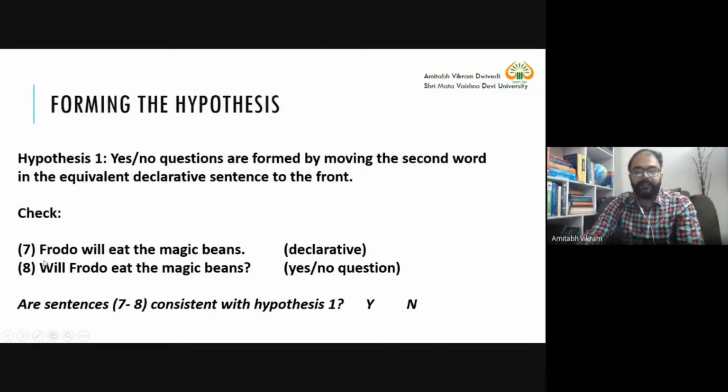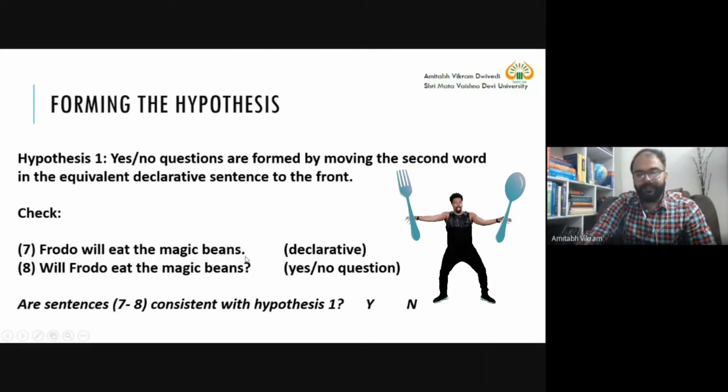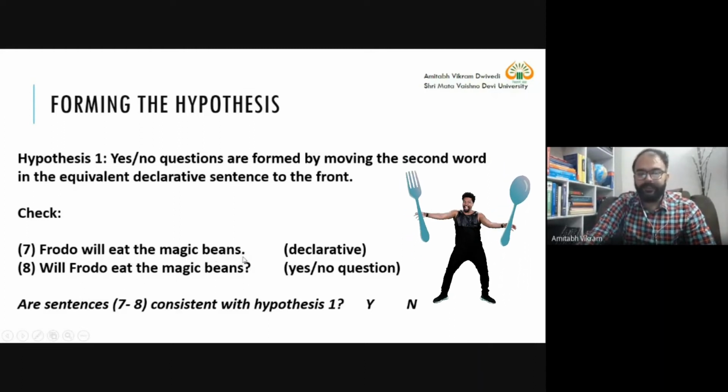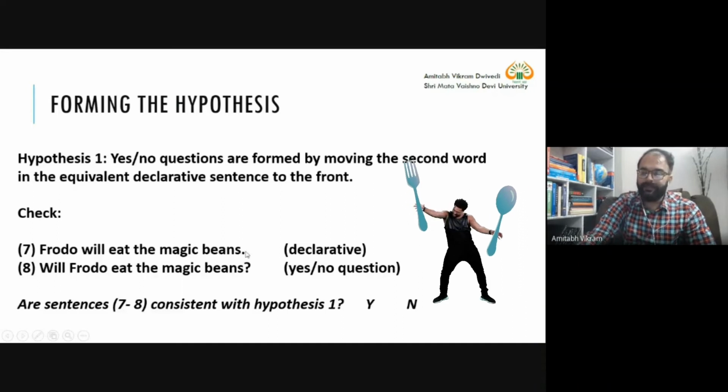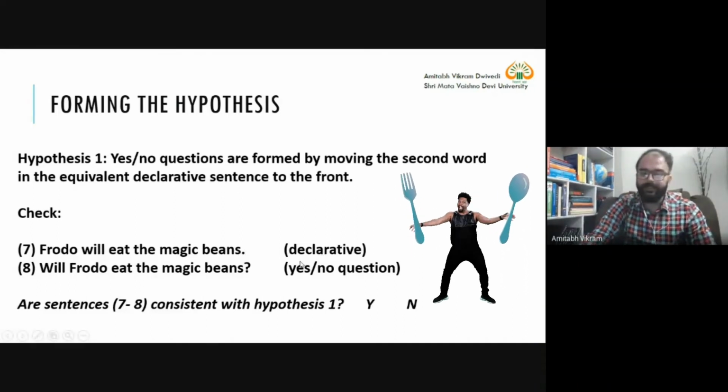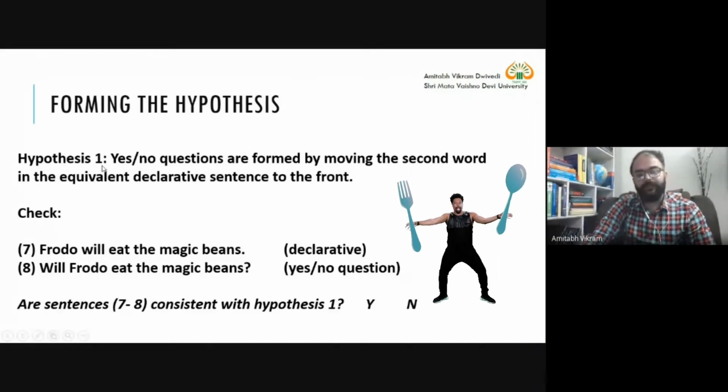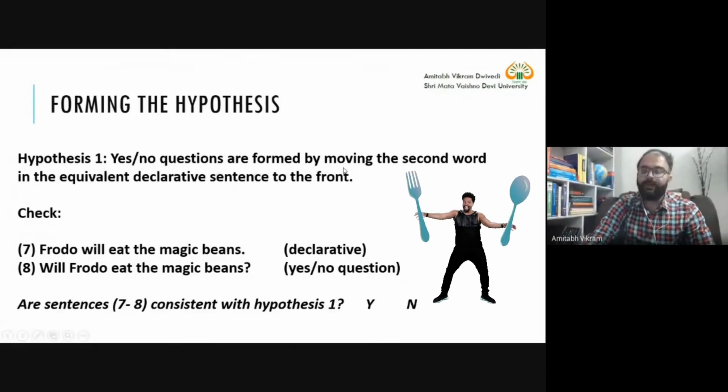So these are 7 and 8. Frodo will eat the magic beans. Fine. So it's a declarative sentence. Frodo will eat the magic beans. We do not have any problem considering that. And taking into consideration our hypothesis number 1, yes no questions are formed by moving the second word.